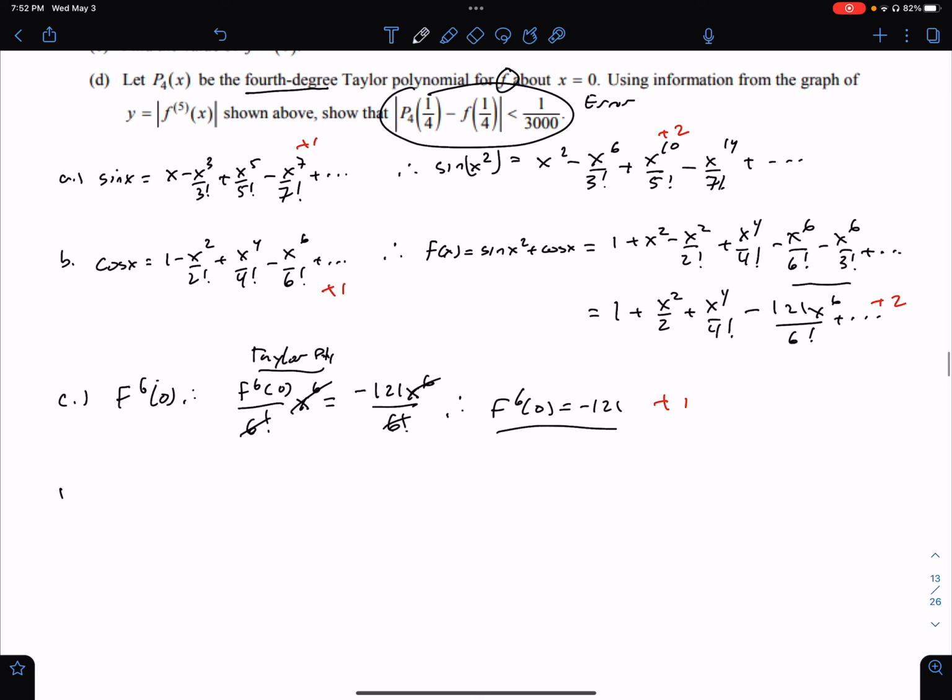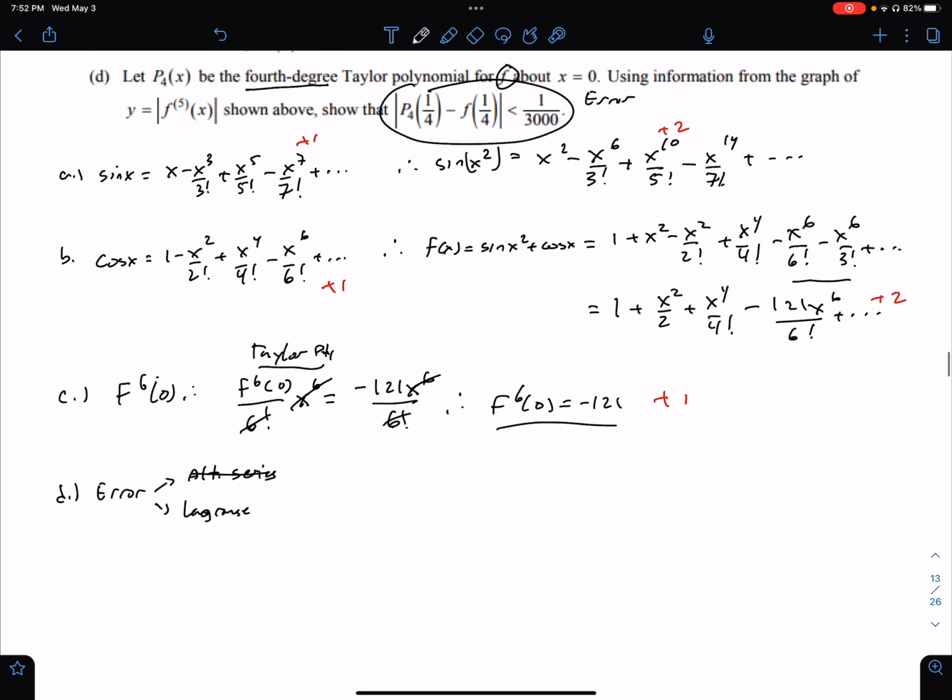So let's talk about the error. When we are looking at error, there are 2 ways we can do it. 1, alternating series. 2, Lagrange. That's the only type of error that we know. So we take a look. Is this an alternating series? If we look at f, it is not alternating. So we're not going to use the alternating series, so this is Lagrange.